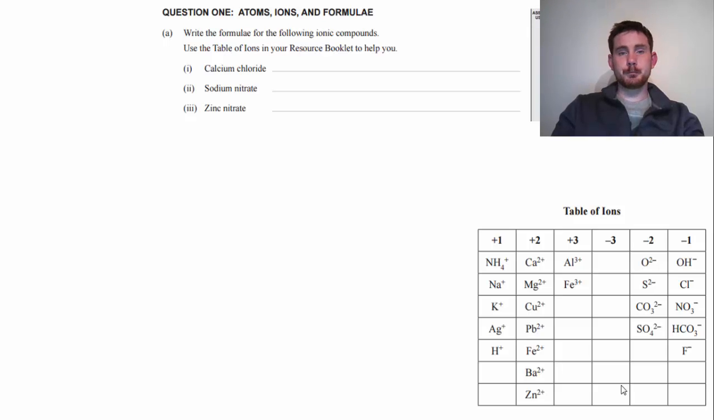So question 1. You're given the names of 3 compounds and you've got to use the table of ions to construct the correct symbol formula for these ionic compounds.